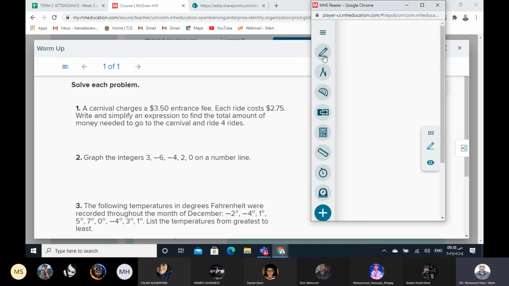Who can read exercise number 1? Yes, Bati. A carnival charges a $3.50 entrance fee. Each ride costs $2.75. Write and simplify an expression to find the total amount of money needed to go to the carnival and ride 4 rides. Okay, thank you. You have 1 minute. Read it again and tell me what is the expression here.